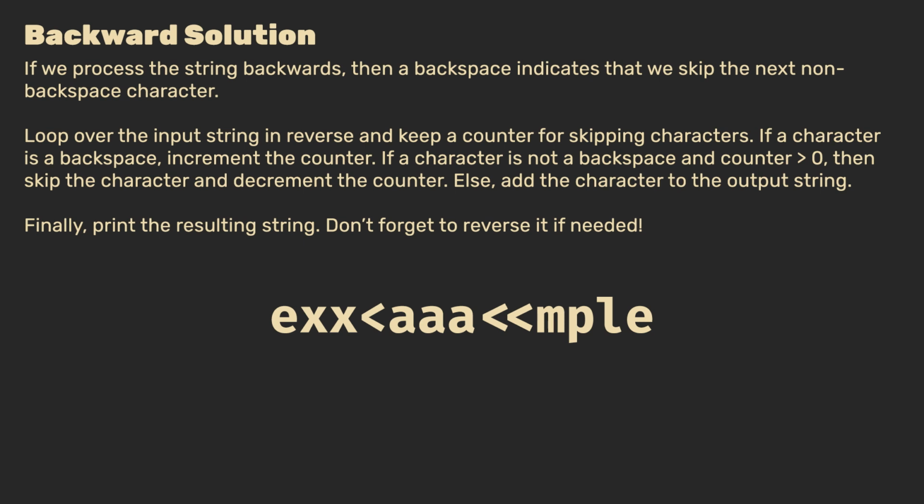Finally, of course, we need to print the resulting string, which may be in reverse depending on how you constructed it. This particular solution would work as follows. We start at the end and we create a counter which starts at 0. Then we consider the letter E. The counter is 0, so we add it to the answer. Same for the following letters.